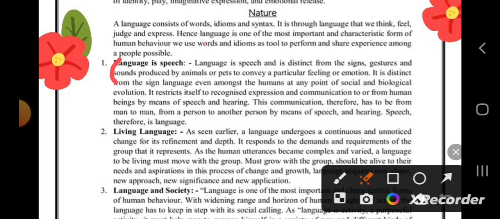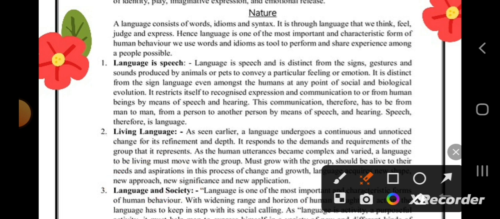Nature number 1: language is speech. Language primarily involves speech and hearing. It is the means through which human beings communicate with one another. Speech is the vocalization of language, and hearing is the ability to perceive and understand spoken words. Living language. A living language adapts and grows with the people who speak it. It responds to the complexities and variations of human utterances by acquiring new forms, meanings, and applications.